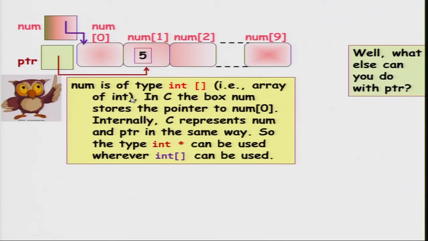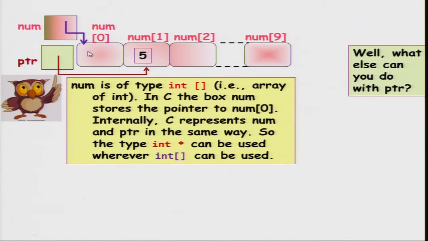Num is an array, it is of type int with a pair of square brackets, and in C the box num contains the address of the first location of the array, which is num0. So, internally as far as C is concerned, the address of num0 is just like address of any other integer location. So, the type int star can be interchanged with int square bracket. Okay. So, you can think of num itself as just a pointer to an integer, or you can say that it is a pointer to an array.